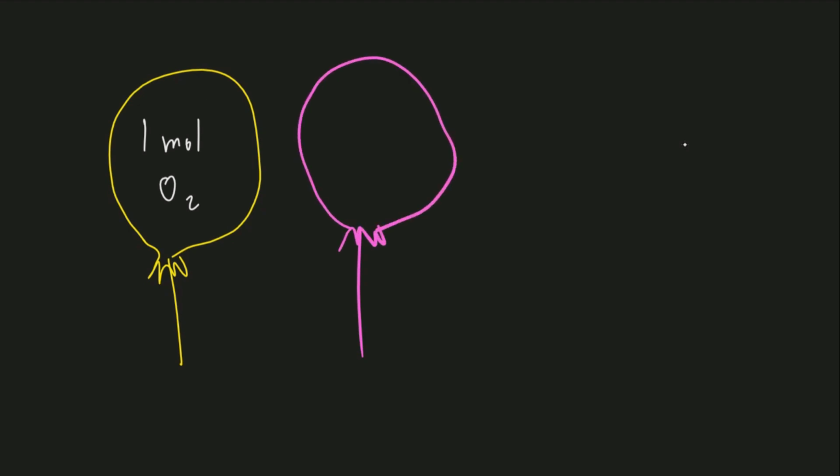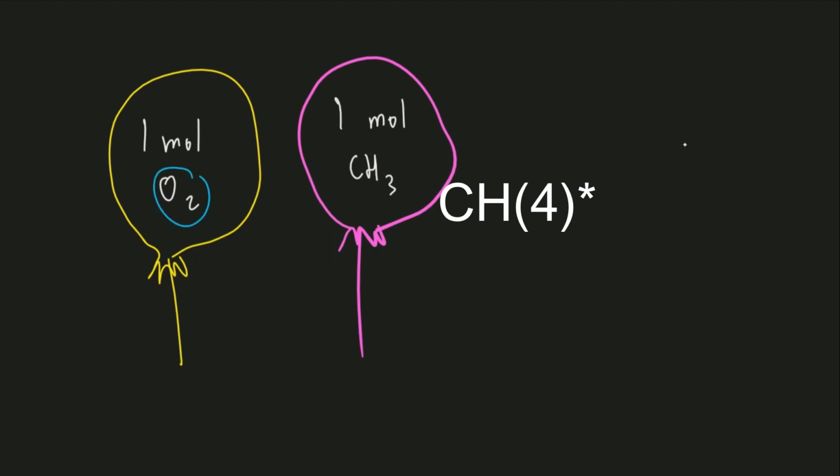Let's say I have a balloon filled with 1 mole of oxygen gas. Let's say I have another balloon and this balloon is filled up with 1 mole of methane gas. You can see we have 2 different gases here. One is oxygen, made out of 2 atoms, and then we have methane made out of 4 atoms. However, these 2 gases will occupy the exact same volume, which is the molar volume.